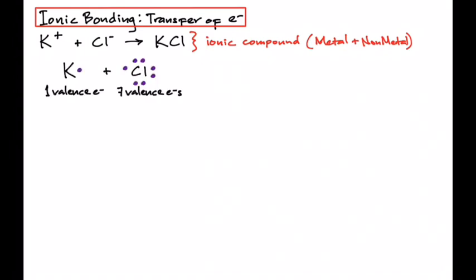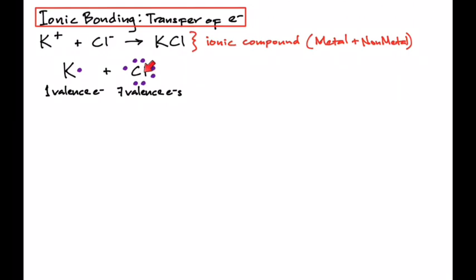Let's take a look. When you draw the Lewis symbol for each atom, we have potassium here on the left, which has one single dot, which is the valence electron for potassium, and chlorine, which has 7 valence electrons. So as you can see here, chlorine only has 7 valence electrons. And in order for this to become stable, it has to have a total of 8 valence electrons.